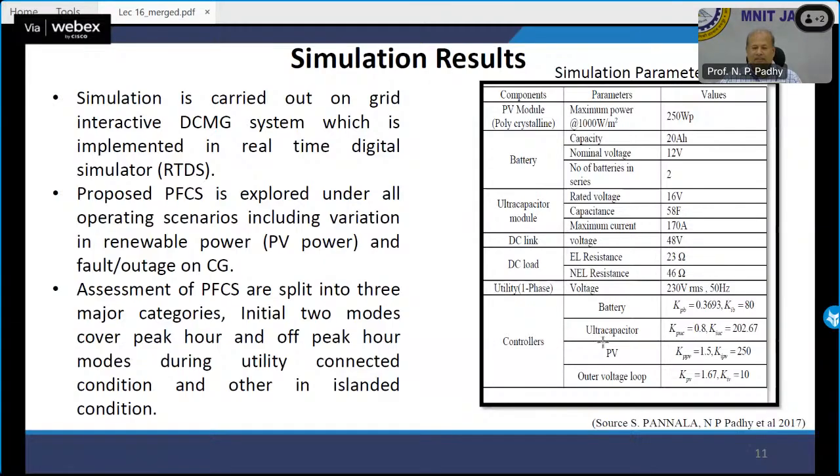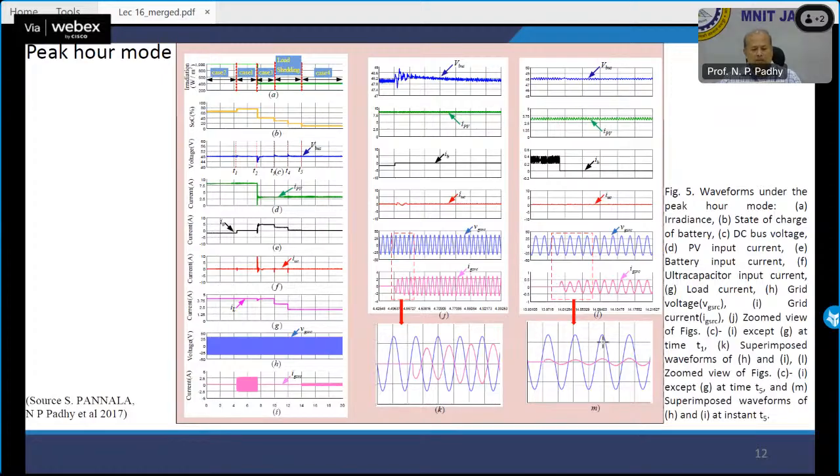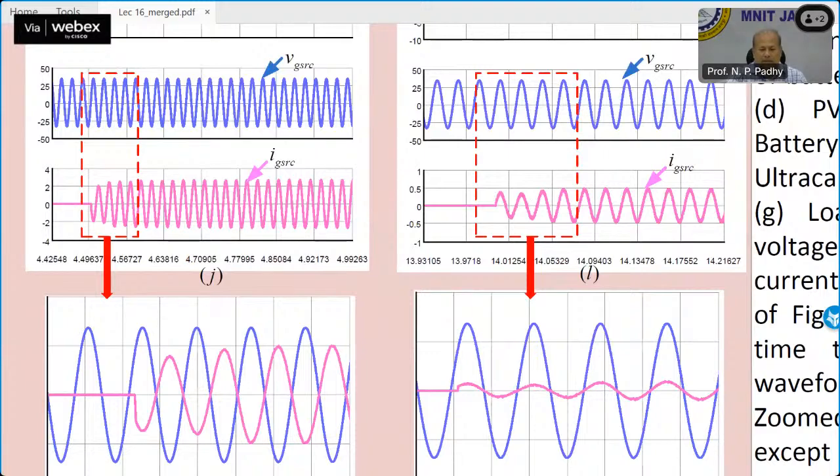All right. Now, this is the peak hour mode. Again, this is the outcome of an IEEE Transactions on Smart Grid paper in 2017, where you could see the different results. I'm just zooming it for your slight benefit.